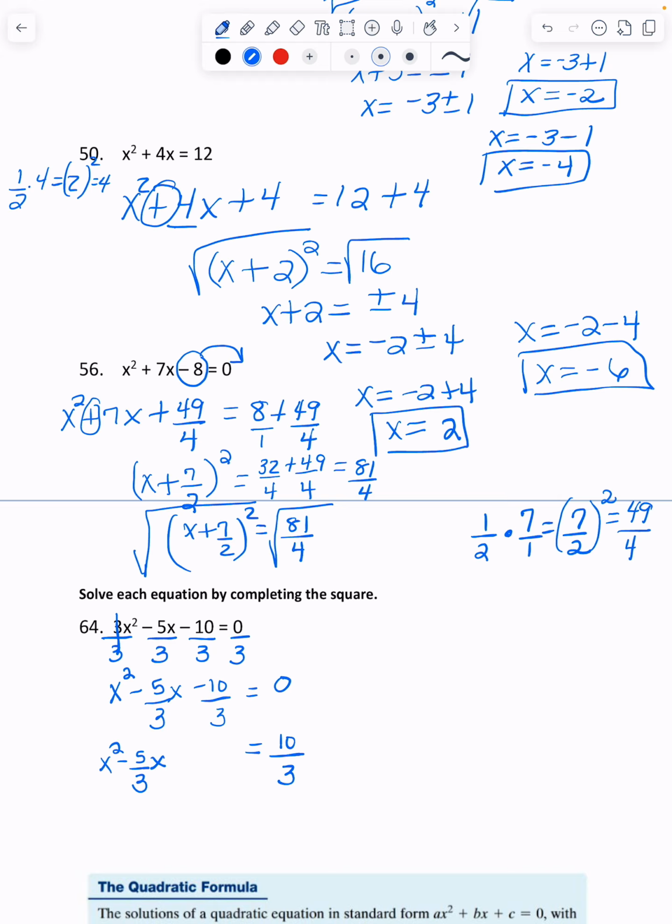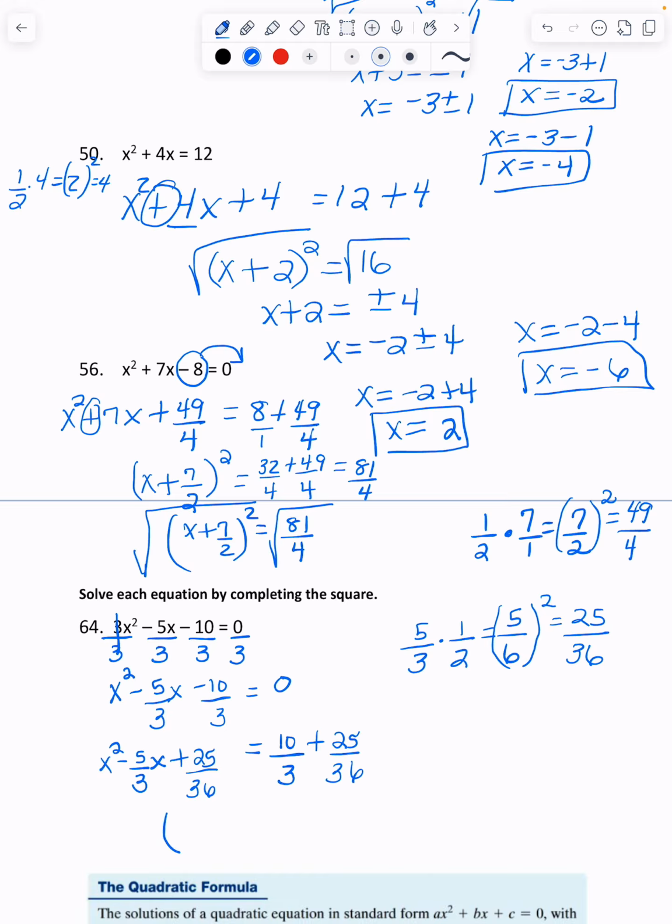I'm going to take half of the middle term. That means to take the middle term and multiply by 1/2. So 5 times 1 is 5, 3 times 2 is 6. I take half, and I'm going to square that. So squaring the numerator, I get 25. If I square the denominator, I get 36. And I'm going to add that 25/36 to both sides.